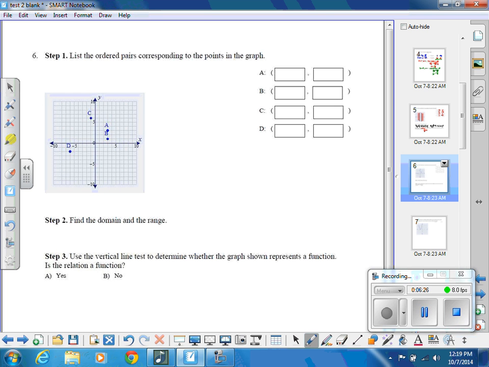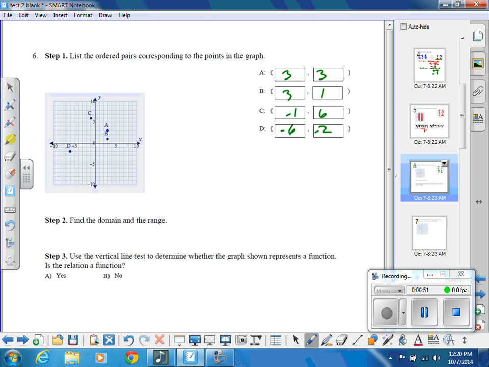Well, A is going to be at the point 3, comma 3. And B is at the point 3, comma 1. You see that x is repeated. C is at -1, comma 6. And D is at -6, comma -2.